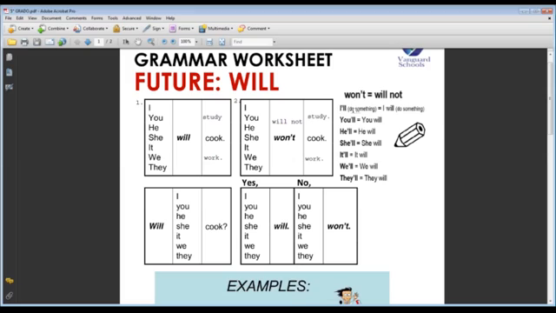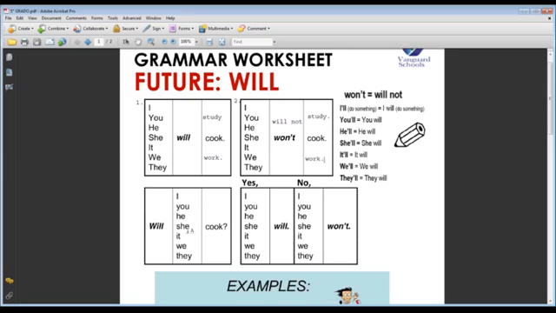I'll is a contraction of I will. You'll is the contraction of you will. He'll is the contraction of he will. She'll is the contraction of she will. It'll is the contraction of it will. We'll is the contraction of we will. And they'll is the contraction of they will. ¿Ok? Tienes dos formas de utilizar el pronombre y el futuro will. ¿Ok? You can say I will or I'll.